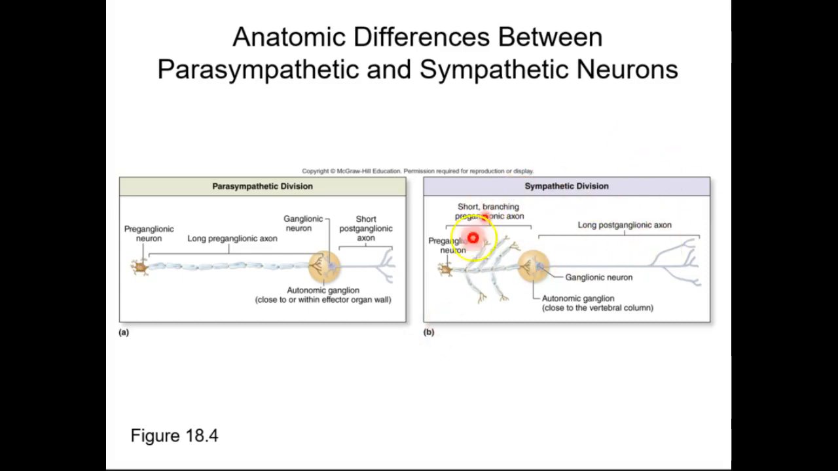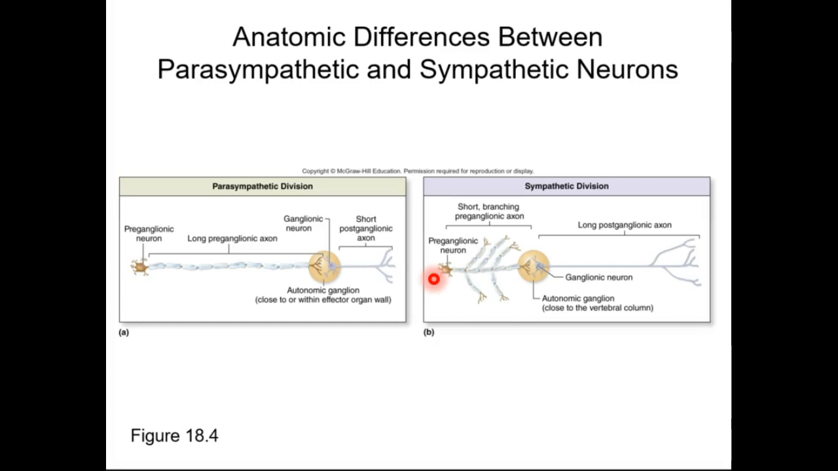That in a sympathetic division, preganglionic neurons are short. And then when we need to get out to an organ, like the heart or the lungs, that postganglionic neuron is going to be long. So this is short, and this is long. Short to long.